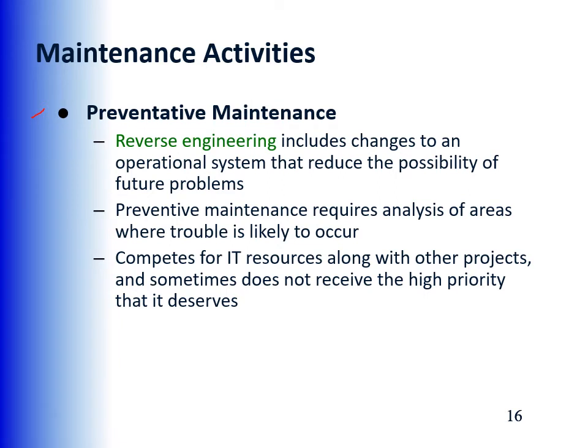It includes changes to an operational system that reduce the possibility of future problems. Preventive maintenance requires analysis of areas where trouble is likely to occur, and it competes for IT resources along with other projects, and sometimes does not receive the high priority that it deserves.